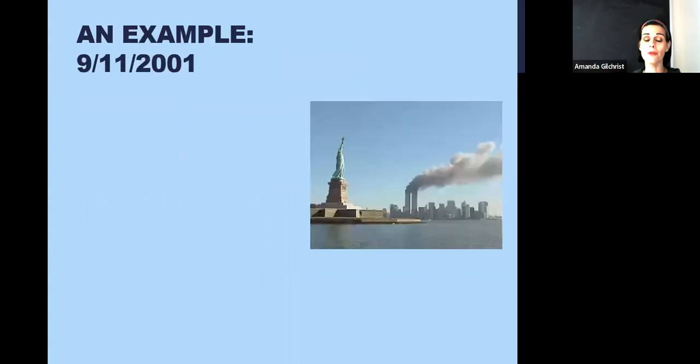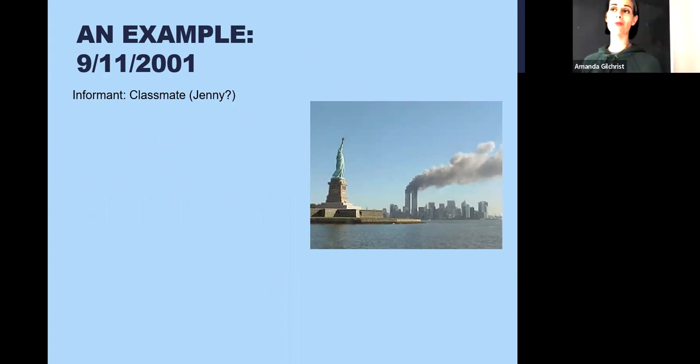So here's an example for me. You don't need to write this down. My informant was a classmate. So when September 11th happened, I'm going to be completely honest with you. If you don't know the full sequence of events, basically, the first thing that happened was that a plane hit the North Tower of the World Trade Center. And at the time, they didn't know this was part of a coordinated attack. It looked like a random accident.